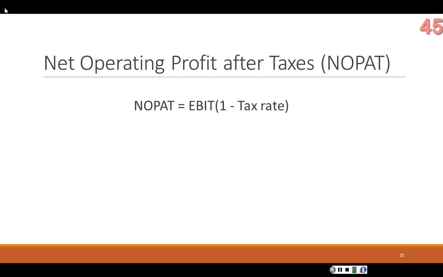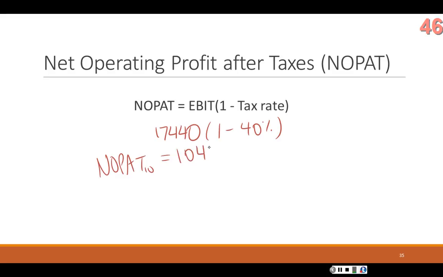So if you look at the Computron's income statement, we see earnings before interest and tax in 2010 is $17,440. We multiply that by 1 minus their tax rate, which is given to you between the income statement and the balance sheet, and it's 40%. So that gives us net operating profit after tax for 2010 of $10,464.